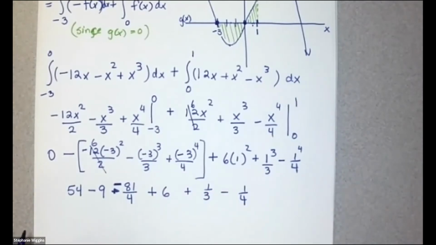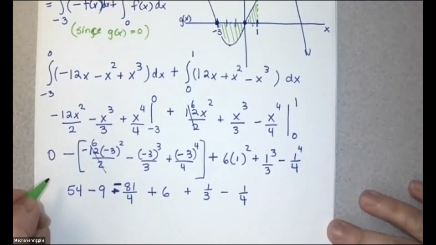And I'm pretty sure when you do your homework, they want you to leave it as a fraction. So I'm going to go ahead and find a common denominator. So you can see here that we have 4 and 3. So our denominator is going to be 12. So I'm going to, well, first, let's see here.